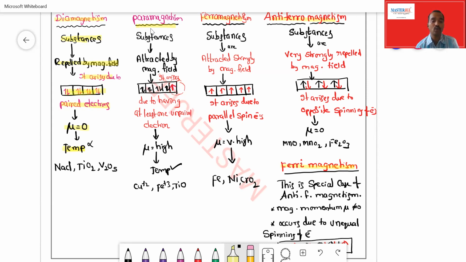And what are the examples? Sodium chloride is an example of a diamagnetic substance. Titanium oxide is a good example. Vanadium pentoxide is a good example of a diamagnetic substance.